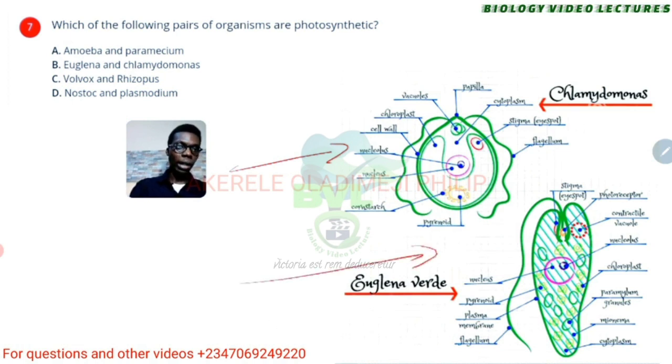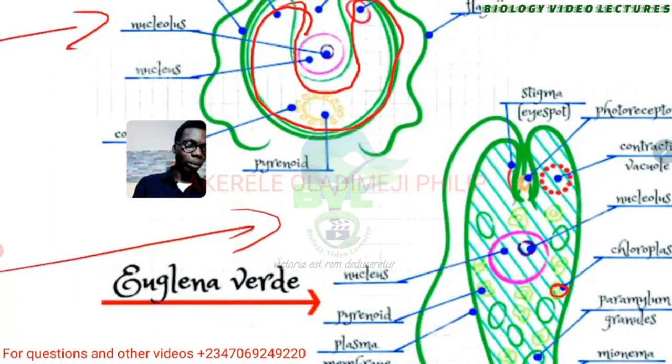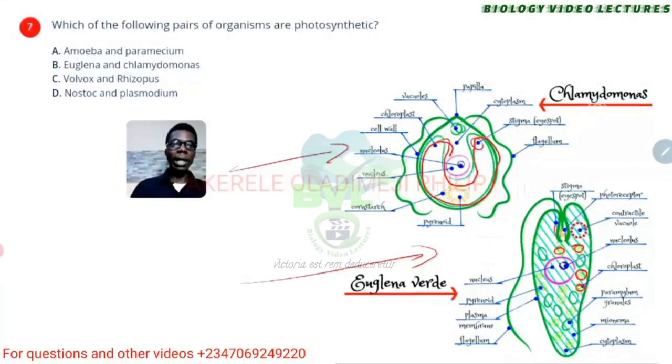They both have chloroplast. So this is the chloroplast, you can see what I'm tracing out. That whole thing is the chloroplast in Chlamydomonas, while for Euglena, the chloroplasts are actually those ones I'm circling like that. So both of them have chloroplasts with which they can photosynthesize. All right, hope that is noted. So the answer to this is going to be B, Euglena and Chlamydomonas. All right, moving on.